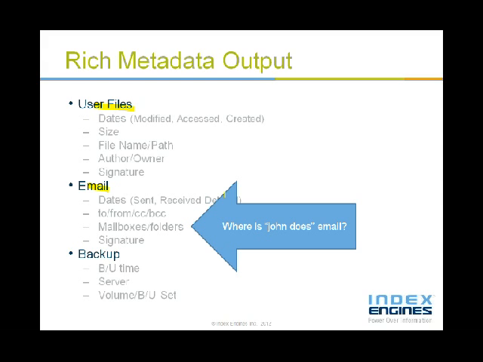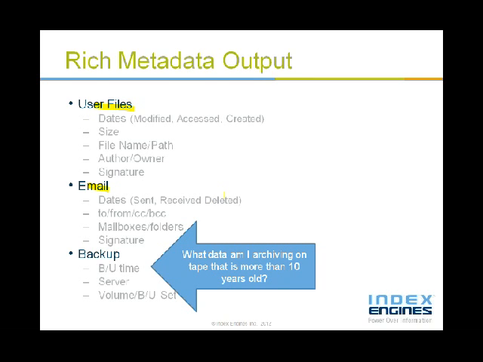Where is John Doe's email? So if John Doe's storing PSTs all across the network, where are they? If you do a deep data profile and do full content, you can go deep into those mailboxes and emails. If you do a light one, a high-level just metadata, you're just going to be able to find things like PSTs, just the containers. For the IT guys, why am I archiving data on the tape that's more than 10 years old, archiving stuff that hasn't been touched at 10 years?